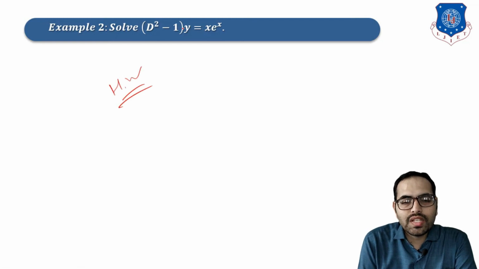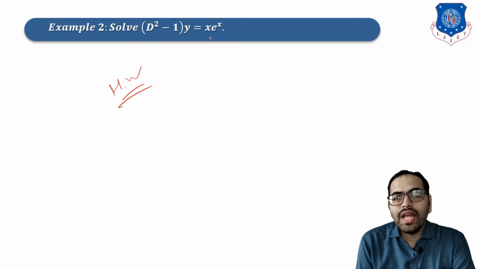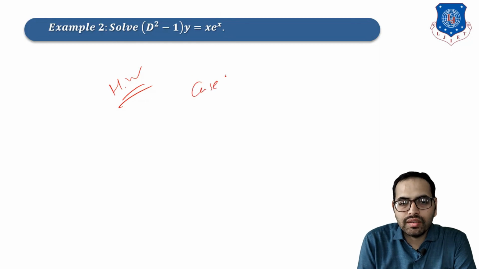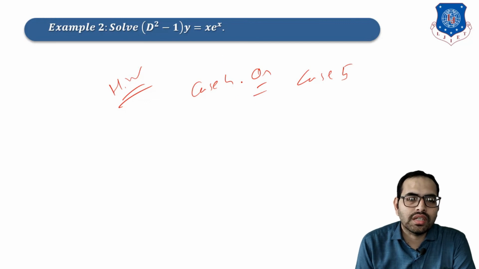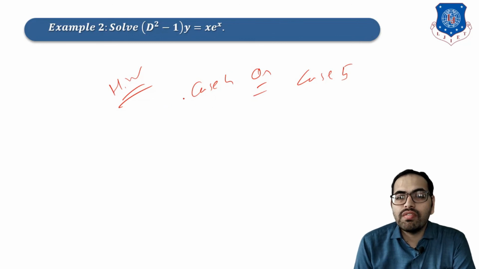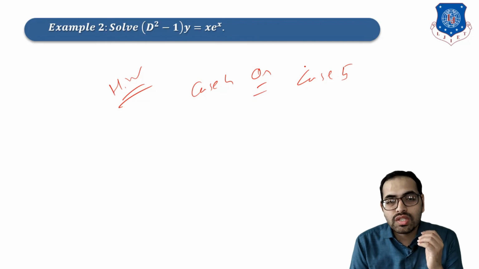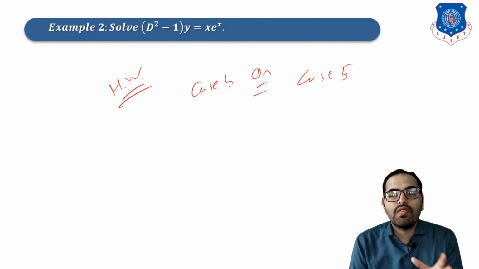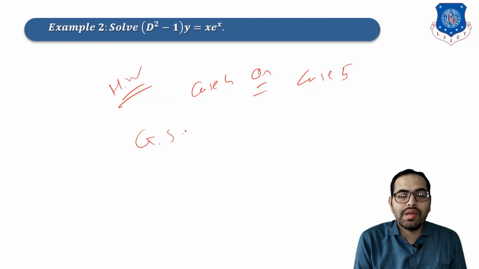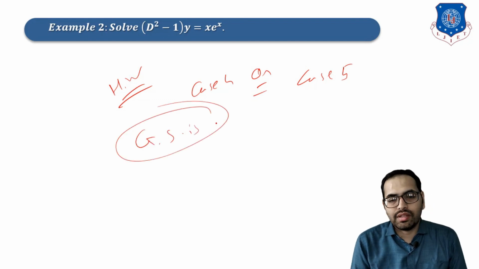Solve D square minus 1 of y is equal to x e raised to x. See, in this example you can apply case 4 or case 5. Any case you can consider. Whichever case, when you simplify, the answer must be the same. Means the general solution we can find using case 4, case 5, as well as the method of undetermined coefficients, as well as the method of variation of parameters. In each and every case the final answer, the general solution, must be the same. You can use any method. Understood?